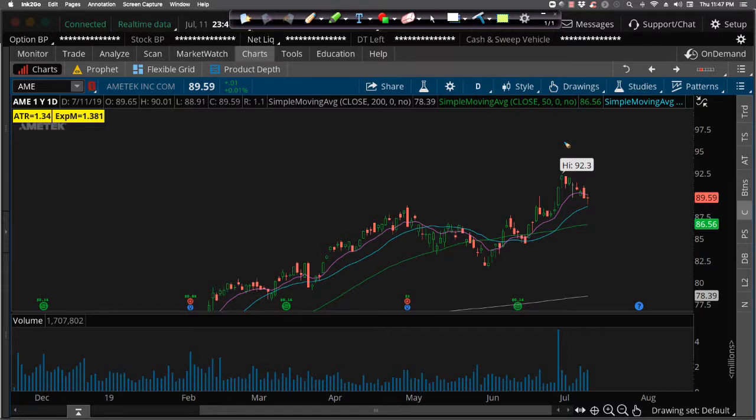Really dial in those methods and hone your techniques so that you can be very good and technically sound at picking high probability profit targets that will make you more money.